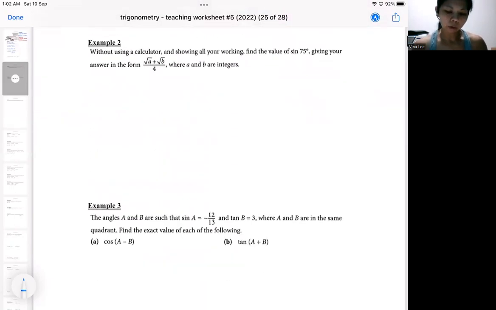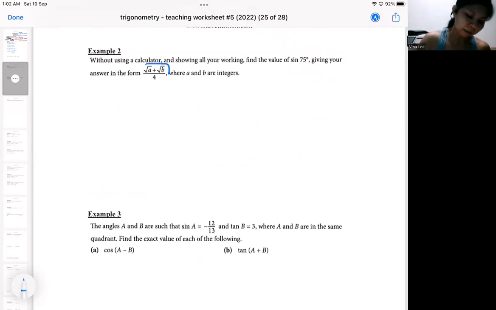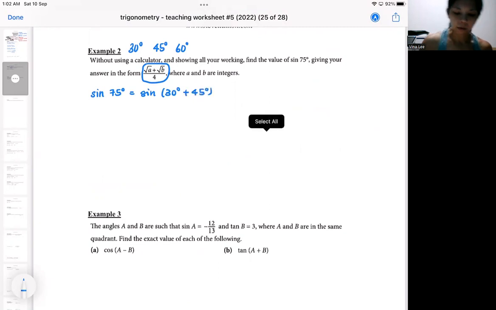Example 2 will show how special angles are used with the addition formula. In this question, you're not supposed to use the calculator. You're supposed to find the value of sine 75 in surd form. This is a hint that it should be related to a special angle. If you still recall, special angles are 30 degrees, 45 degrees, and 60 degrees. For sine 75, we try to break it into the sum of two special angles. So 75, I can break it into 30 plus 45.